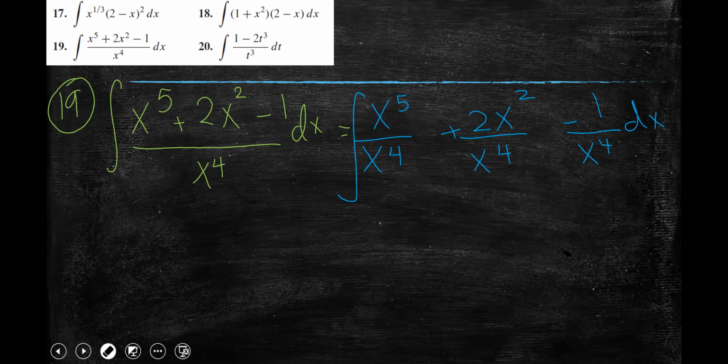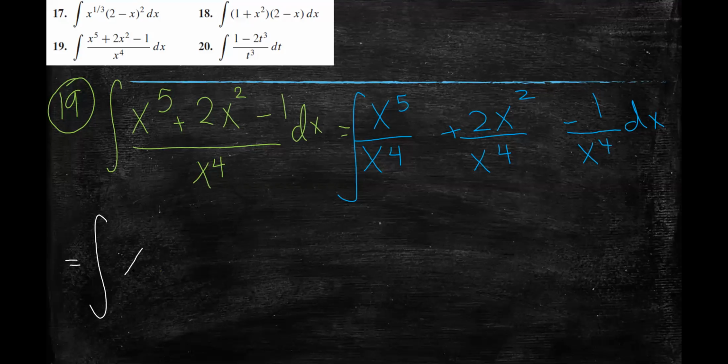Then after that, let's simplify now. x to the power 5 over x to the power 4. If two variables are divided, what will I do with the exponents? Subtract. They will be subtracted. 5 minus 4, plus x squared over x to the power 4. I will subtract the exponents too.